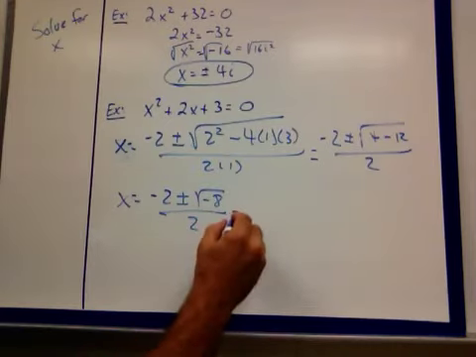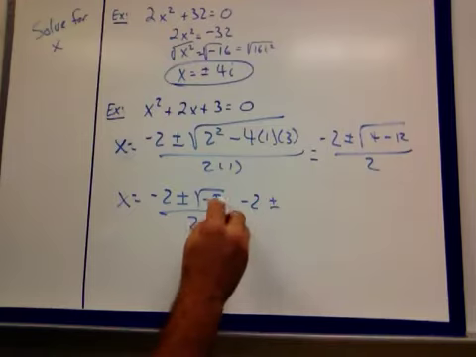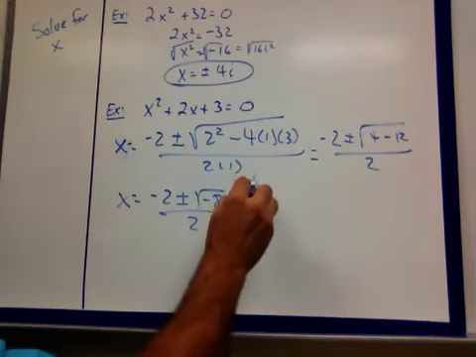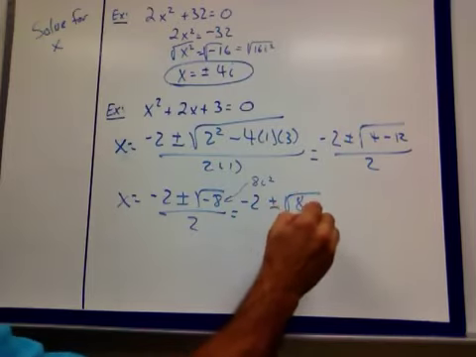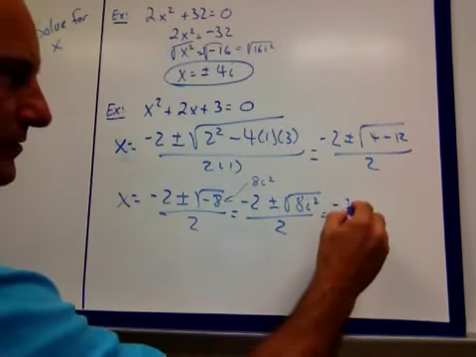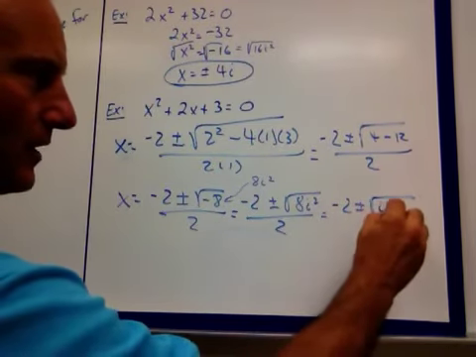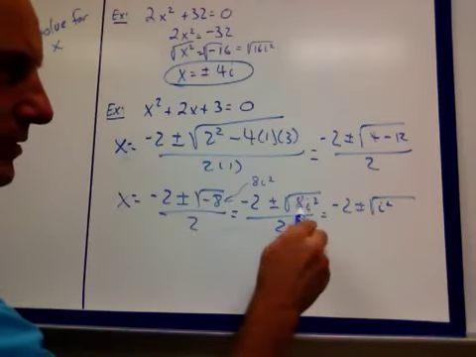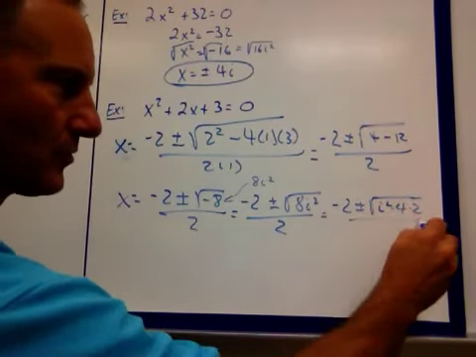There's your complex. Can't leave a negative inside there, so I'm going to rewrite that as, remember this right here is the same as 8 times i squared. I'll just go ahead and write it all out. So that's negative 2 plus or minus. Now I can square root the i squared. 8 is 4 times 2. That's a perfect square.